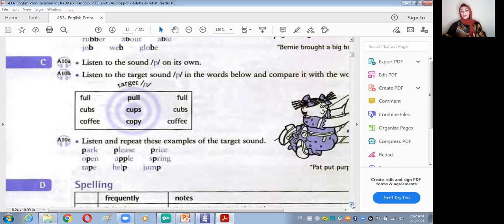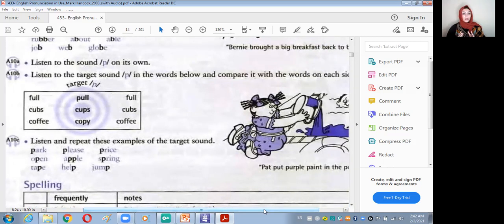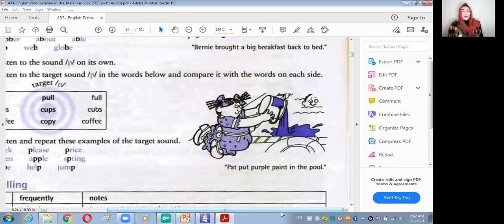And last we have the word copy, and the word coffee. So once again, a comparison between the p in copy and the fricative f in coffee. Now, after we finished the words that compare between the consonant pa and other consonants, let's move to the sentence or the phrase that contains the pa only.